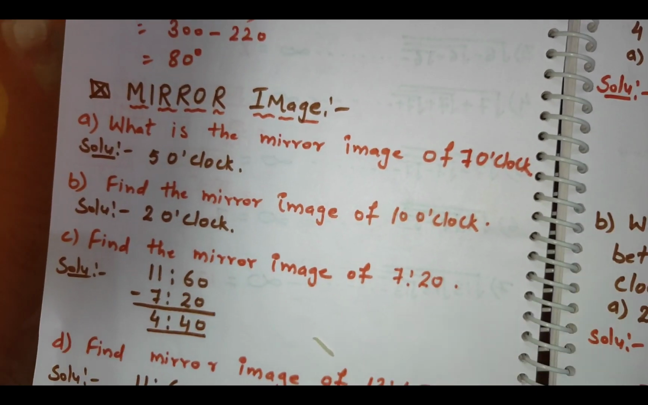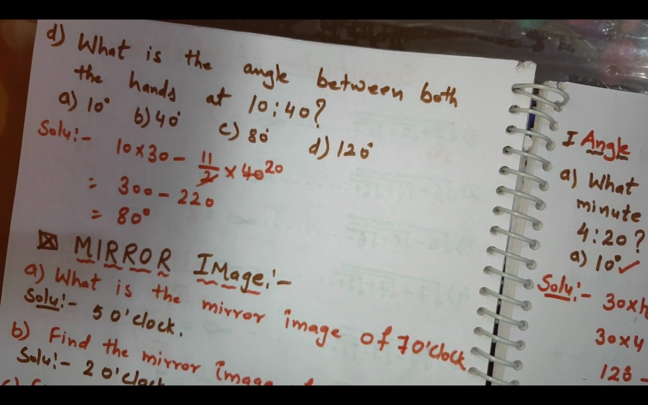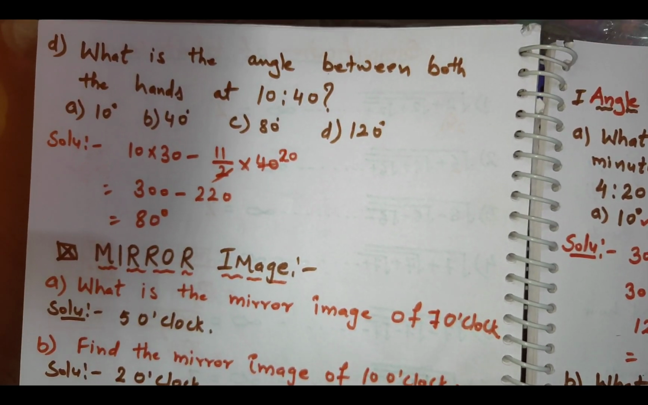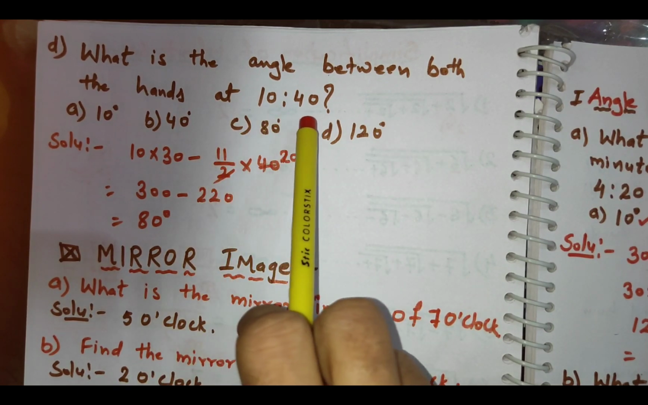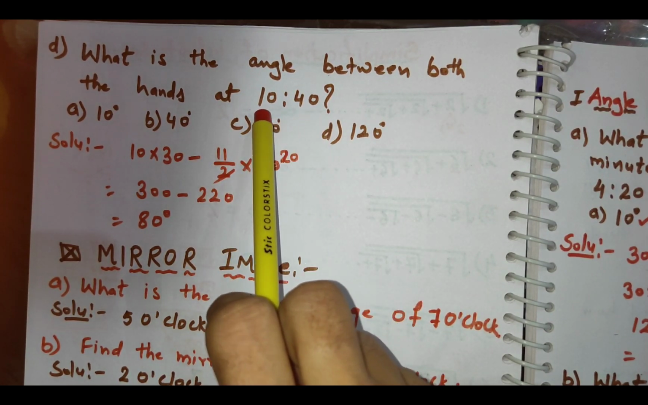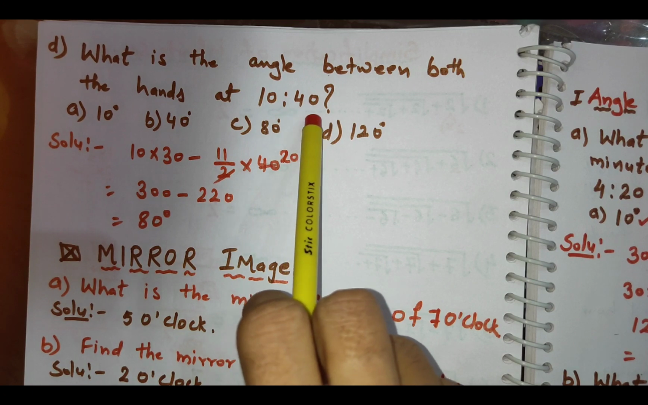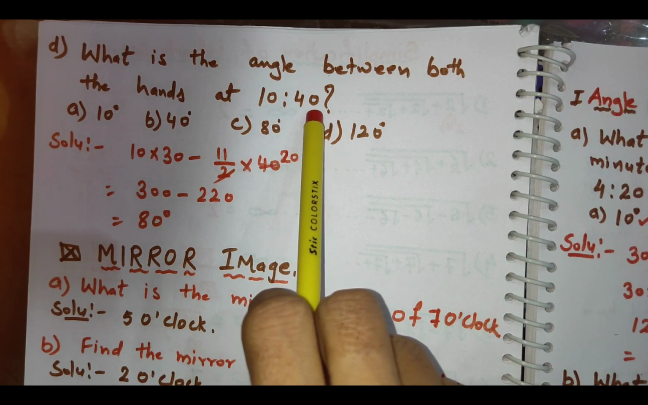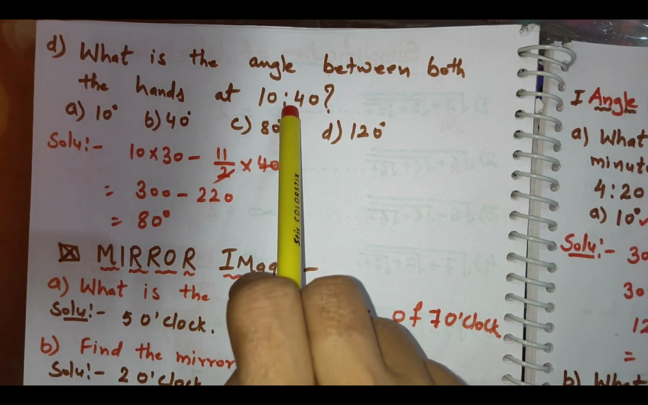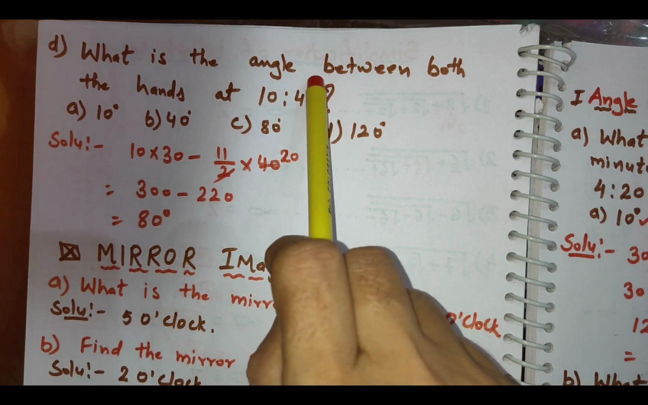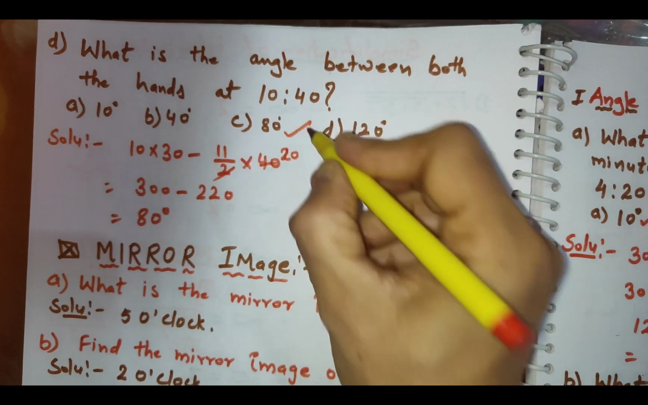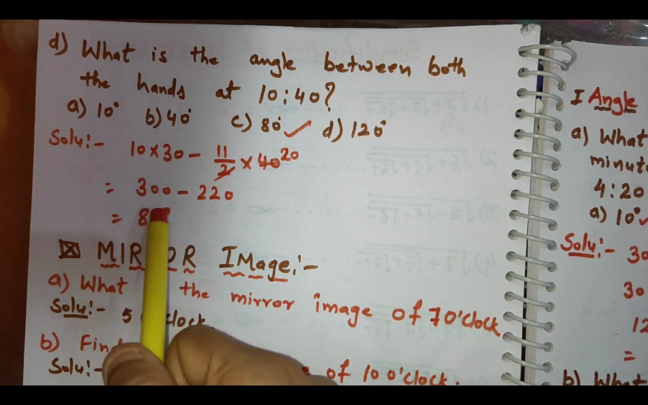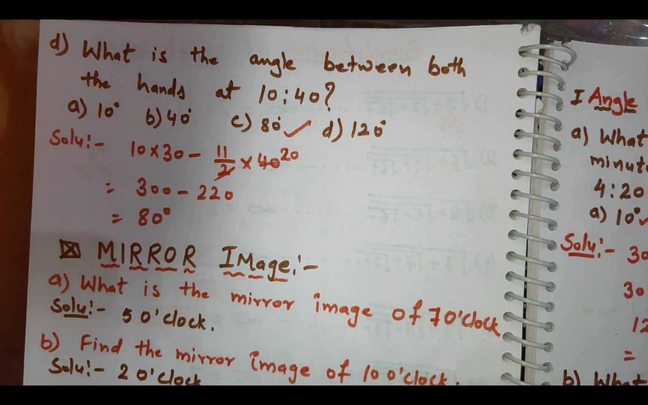Come to the next question over here. What is the angle between both the hands at 10:40? Again, if you observe this relation, it is 1:4 only, right? So what will be my angle? Double of the minutes, means 80 degrees is my correct answer, right? And by calculation also I have got 80 degrees only.